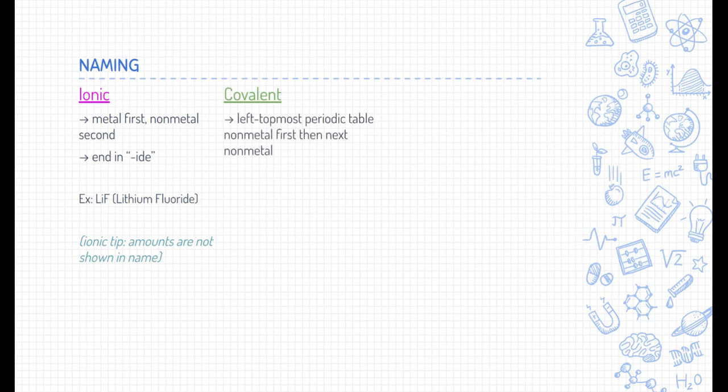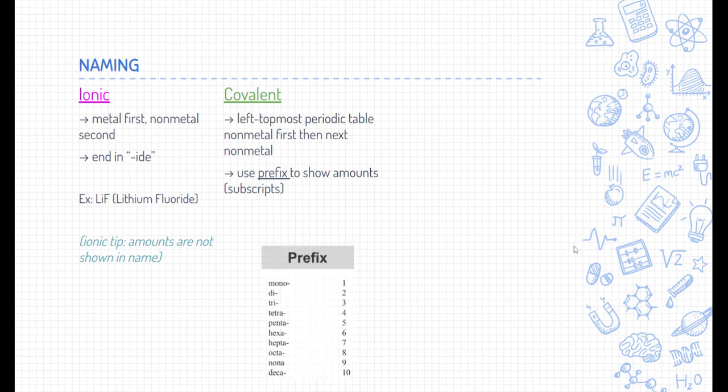In a covalent compound, we always name the top leftmost periodic table nonmetal first. Just remember, we read left to right, top to bottom, so we always use the top leftmost one first. And then we just do the next nonmetal next. We always use prefixes in covalent compounds, and that tells us how many of each nonmetal are in that compound. Here's the list of prefixes. You can go ahead and write this on your foldable. I might put it at the top part of the flap, but you can also find this on your periodic table on the back. Lastly, we end covalent compounds with "-ide."